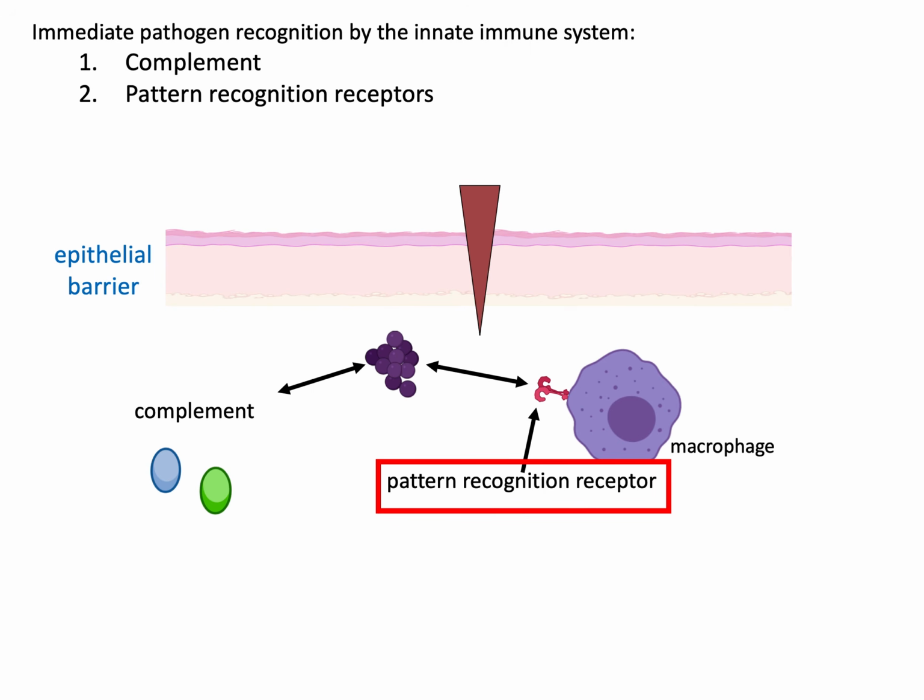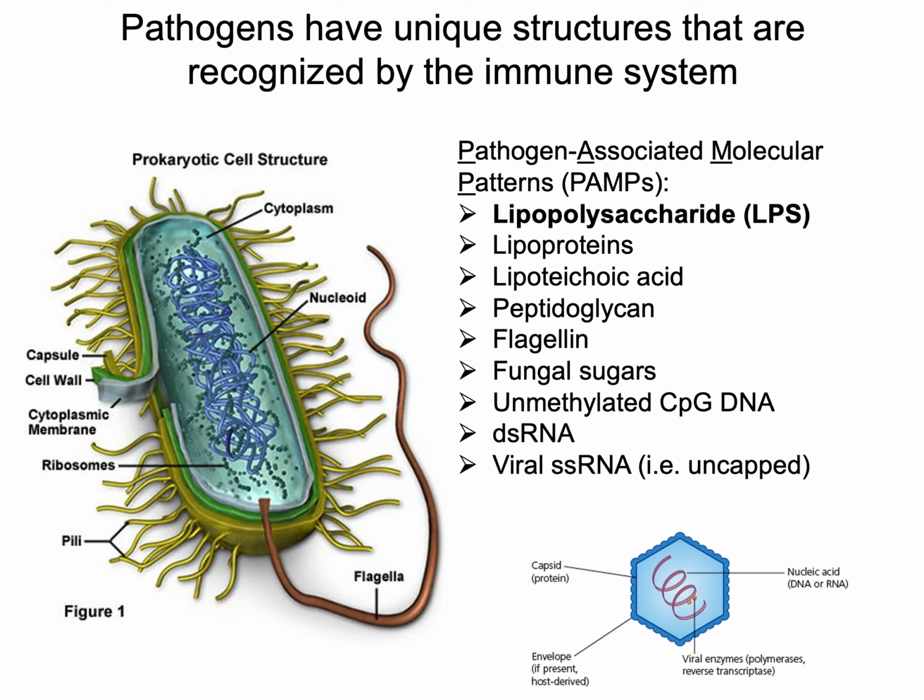To understand pattern recognition receptors, we first have to understand that pathogens have unique structures recognized by the immune system, and these structures, or molecular motifs, are often referred to as pathogen-associated molecular patterns, or PAMPs. One of the most well-known of these PAMPs is lipopolysaccharide, but there are a number of them. They include lipoproteins, cell wall products like peptidoglycan, other structural proteins like flagellin, in the case of fungi, a variety of sugars, and then unusual nucleic acid structures. In the case of viruses, this can include double-stranded RNAs in the cytoplasm or uncapped single-stranded RNAs.